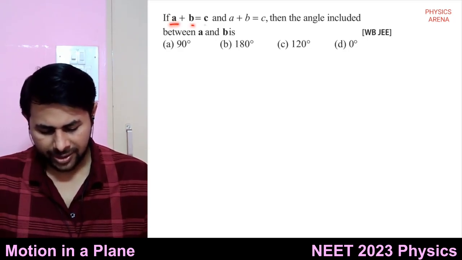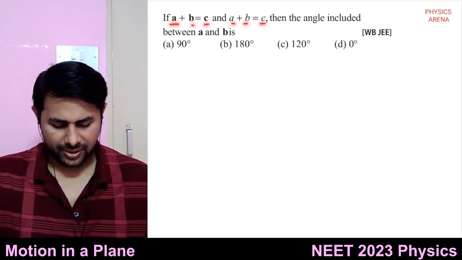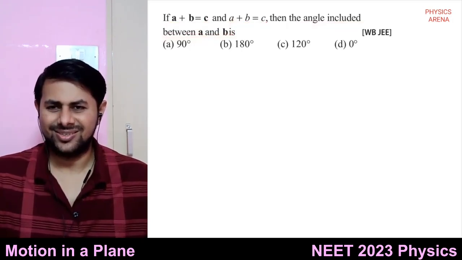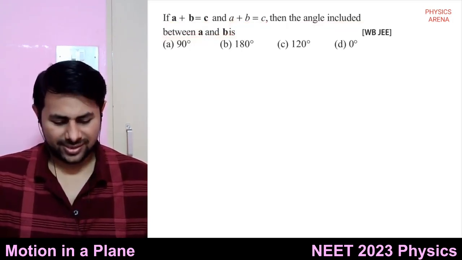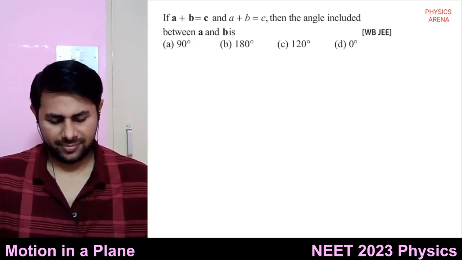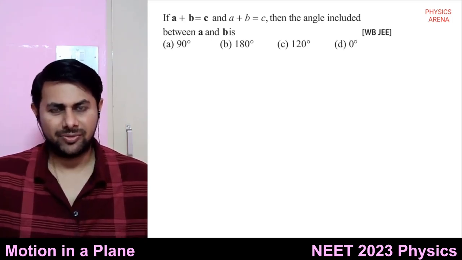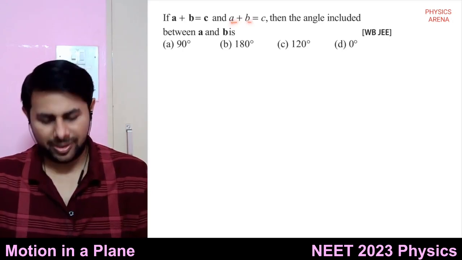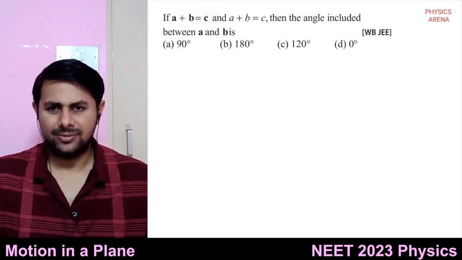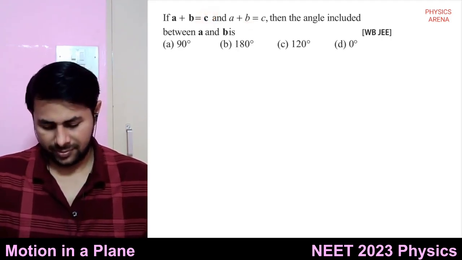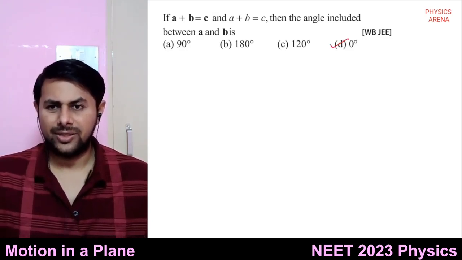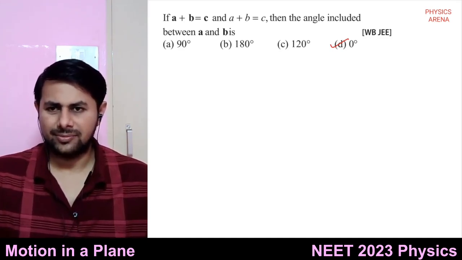If A bar plus B bar equals C bar and A plus B is equal to C, then the angle included between A and B is. Now you should tell me this. You should tell the answer. We discussed this yesterday. If you add the magnitude of A bar and the magnitude of B bar, you get the magnitude of the resultant. So it should be 0. Okay, 0 is the answer. Right, we discussed this kind of question yesterday.